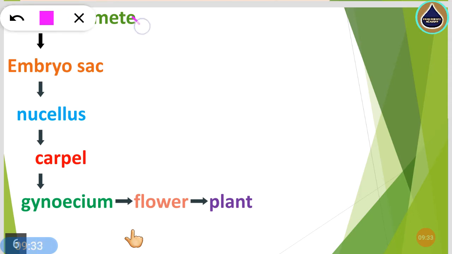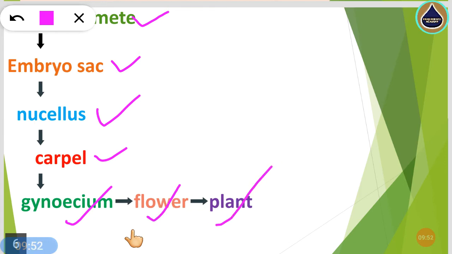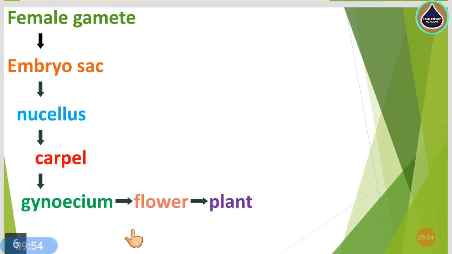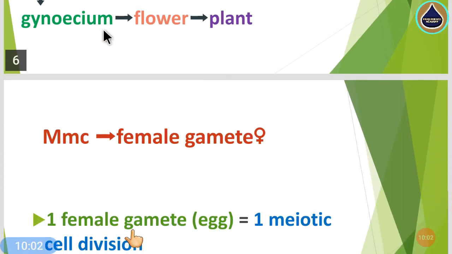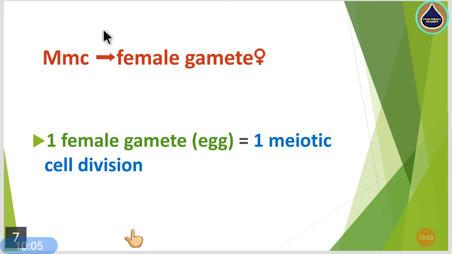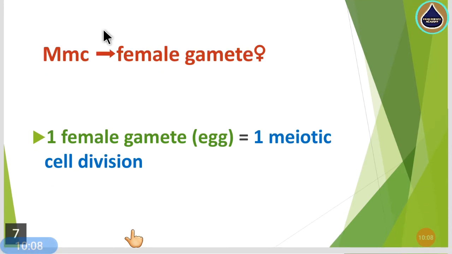So likewise, the female gamete, meaning the egg, is found in the embryo sac, which is found in the nucellus, which is part of the carpel, the single unit of the gynoecium, which is the female part of the flower, and the flower is part of the plant. So likewise, the other requirement besides the male gamete is the female gamete, and I have tried to explain this female gamete in this lecture. Now we'll see how many cell divisions are needed for the formation of the female gamete.